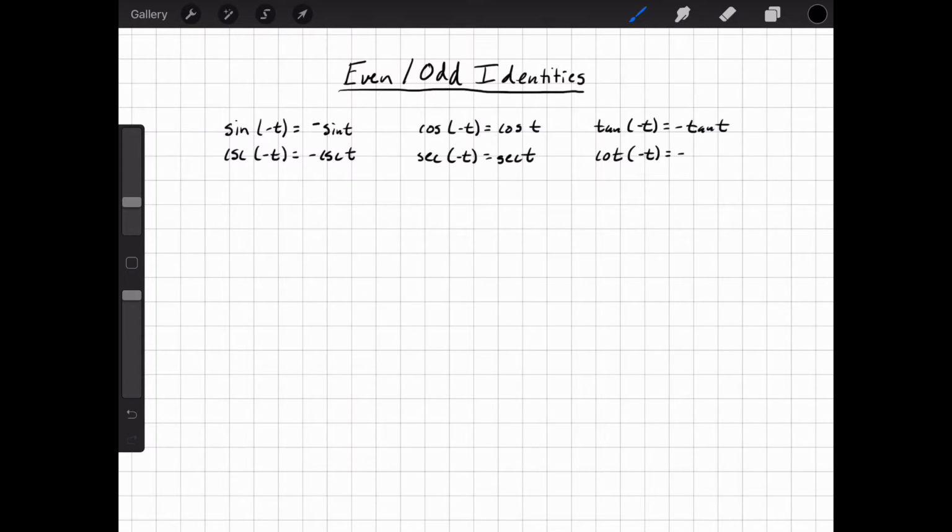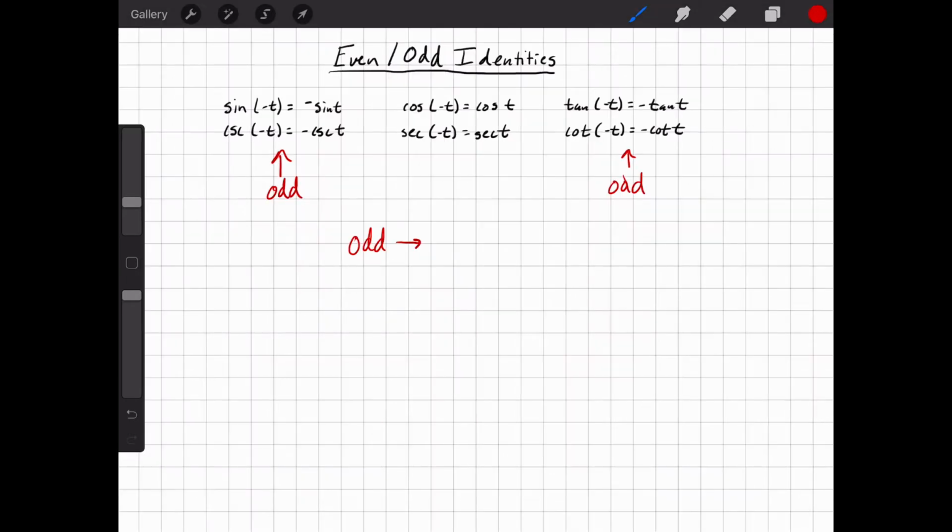Sine, cosecant, tangent, and cotangent are odd identities. Odd refers to the function acting on a negative argument being equal to the negative of the function. So f of negative x is equal to negative f of x. Cosine and secant are even identities. Even refers to the function acting on a negative argument being equal to the function. So f of negative x is equal to f of x.